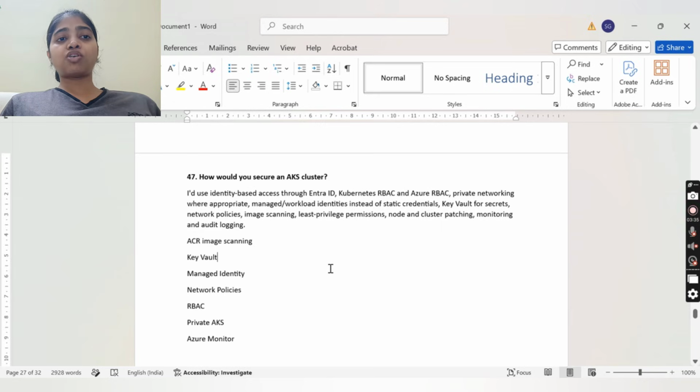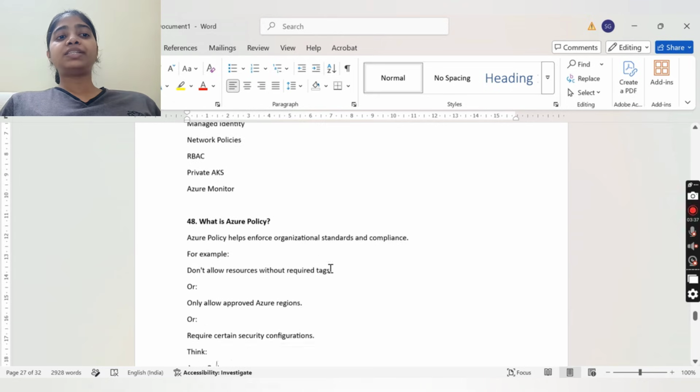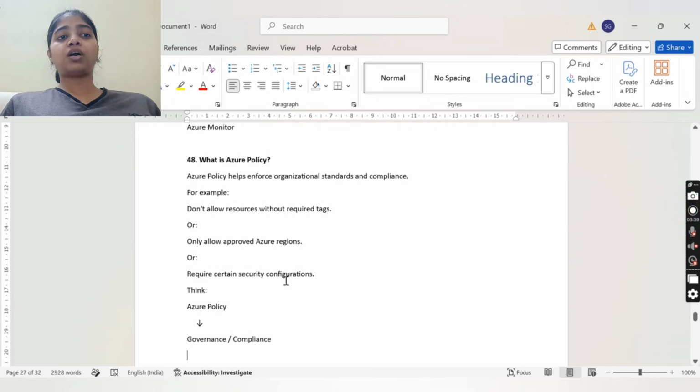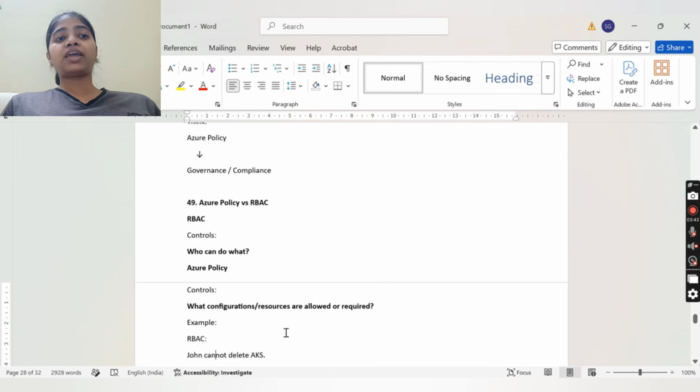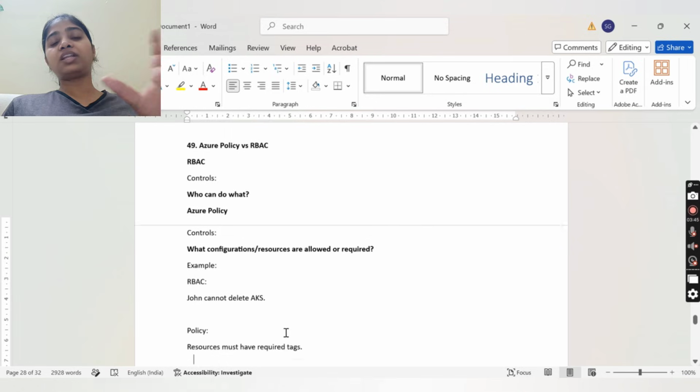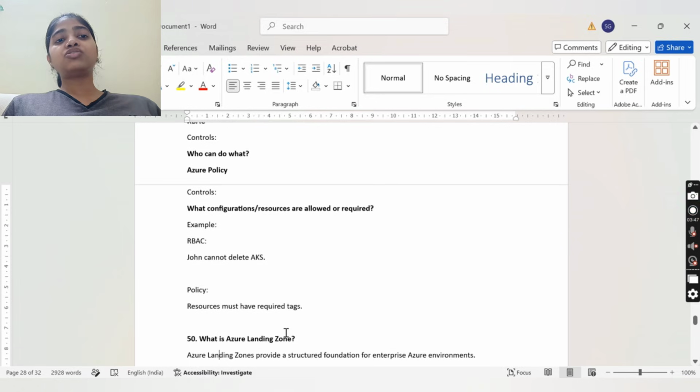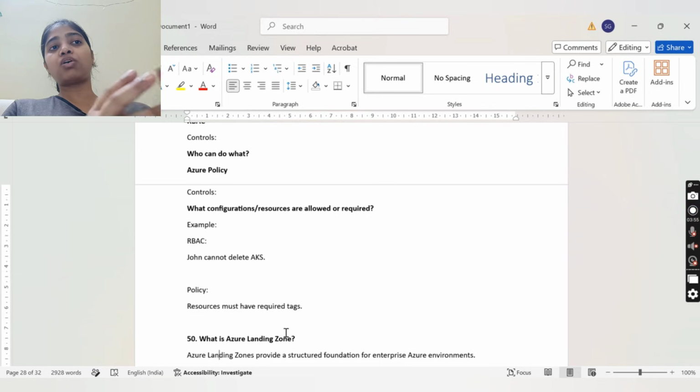Then what is Azure Policy? Azure Policy versus RBAC. RBAC is like John cannot delete AKS, but policy is resources must have required tags. RBAC is basically what we can perform and what we cannot do, but policy is like these are allowed or these are required.